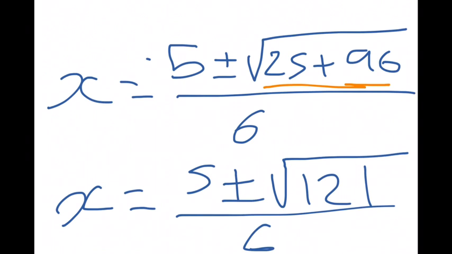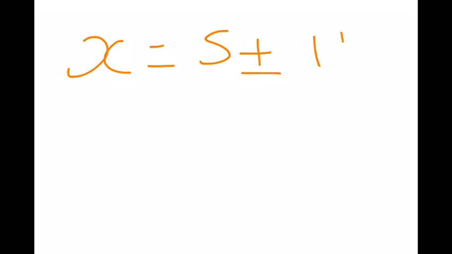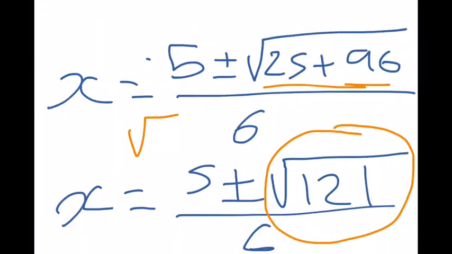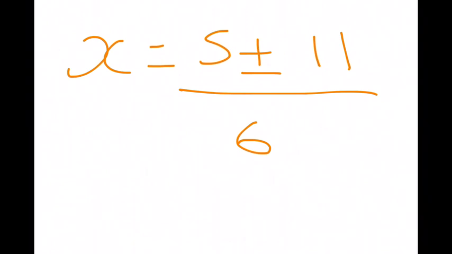So we have fully simplified it, but we can still go further. You guys can see the square root above 121. So let's do that. x equals 5 plus minus 11. If you guys didn't know, the square root of 121 equals 11. So there you go guys, I got 11 over here.